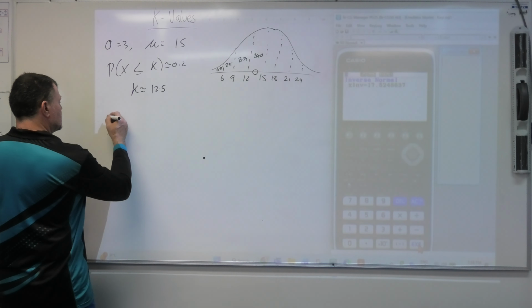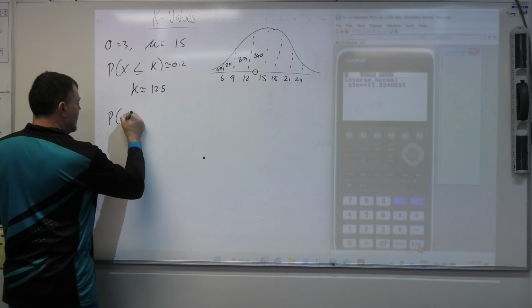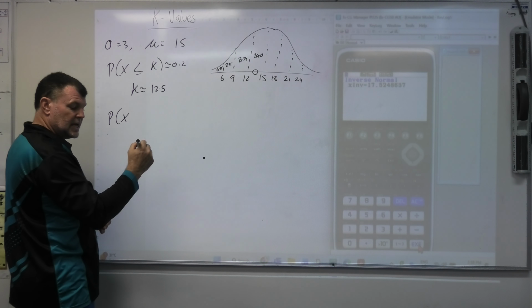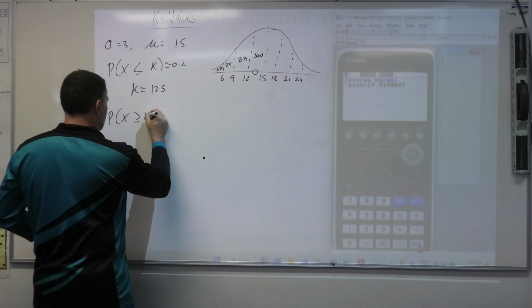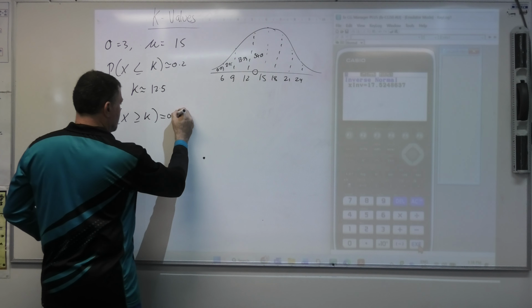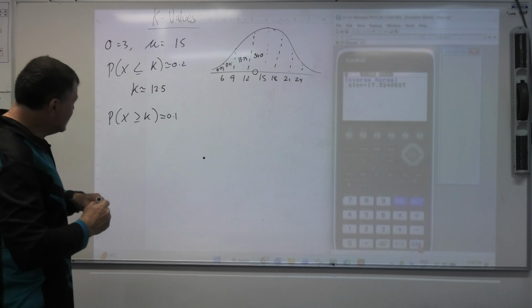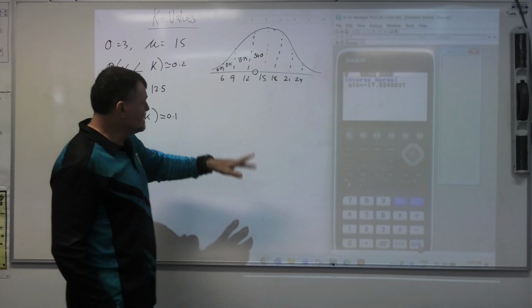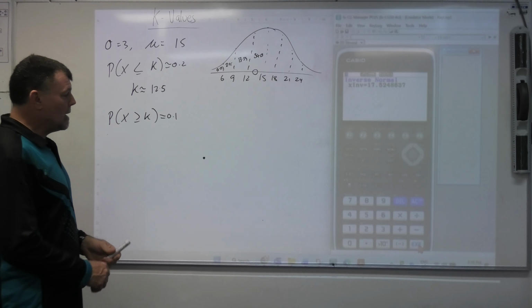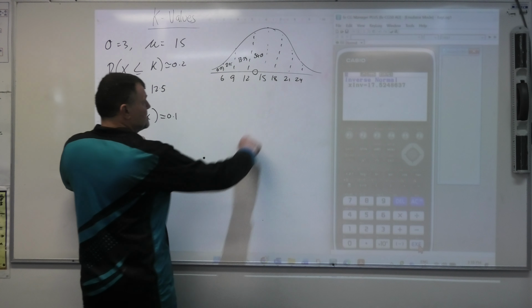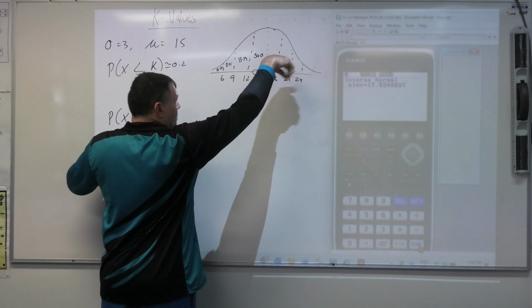A second example, if we had x was, let's say, greater than k, and is equal to 0.1. Again, let's think about this time. 10% coming from the left-hand side, so it's got to be greater than the highest 10%. So we're looking somewhere over this side here.